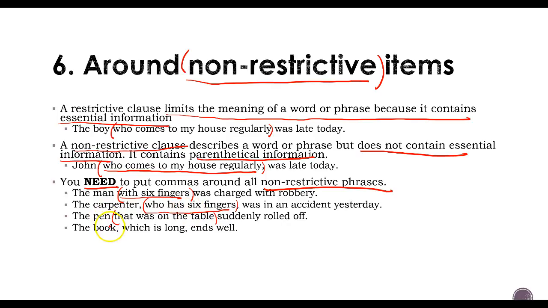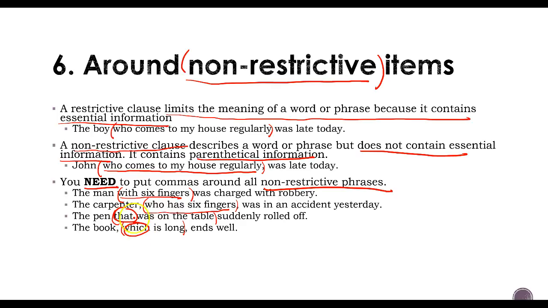Here's another one. The book, which is long, ends well. So "which is long" isn't really that important to the sentence. The sentence is about how the book ends well. "Which is long" is kind of a side note, so we put commas around it. One other thing to notice here is "that" and "which."